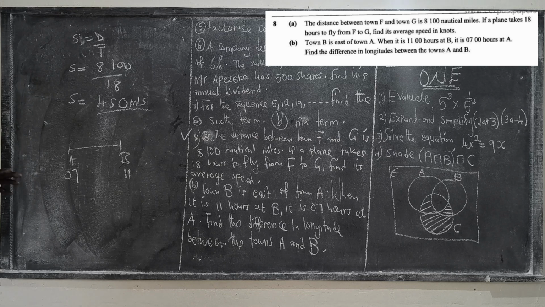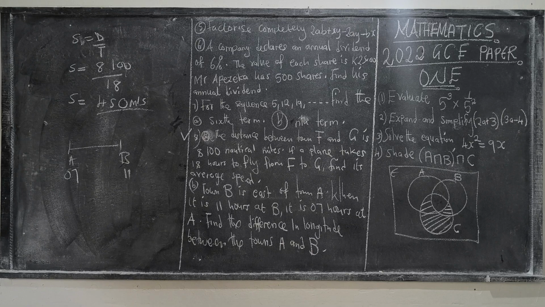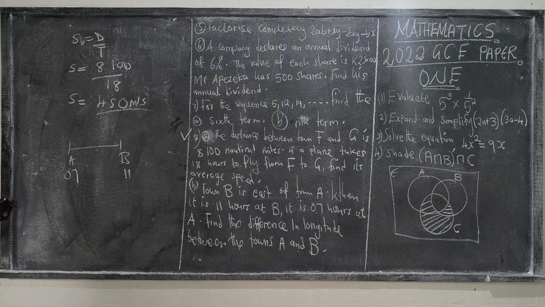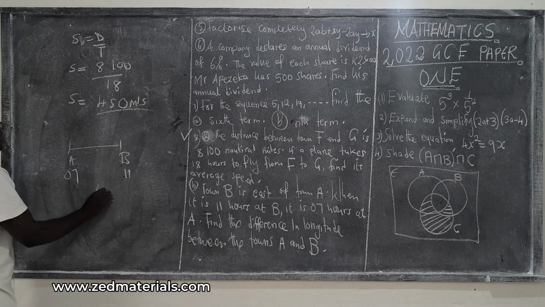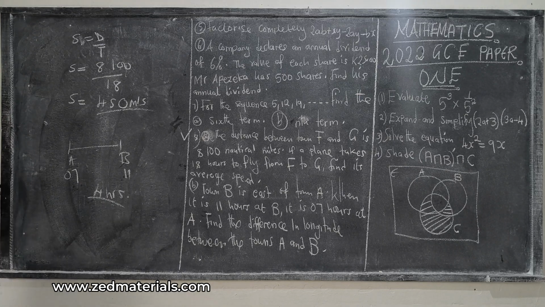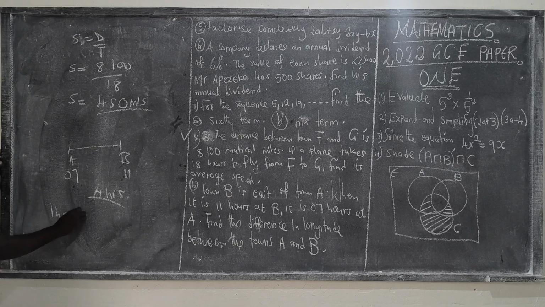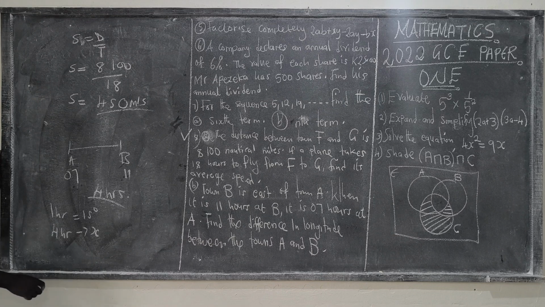Find the difference in longitude between the times A and B. So the difference in longitude, what we are going to do here, we are going to subtract the 2 hours. So 11 minus 7, we are getting 4. Okay, so we are getting a 4 difference in hours. Now, we said in Z material app, we said 1 hour is given to 15 degrees. Now here we have 4 hours. So you say 4 hours is equal to x degrees. We want to find the number of degrees here.